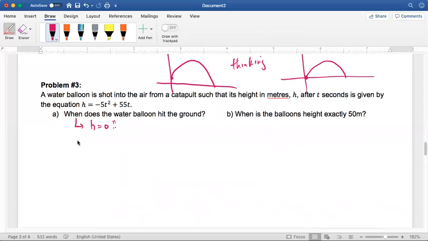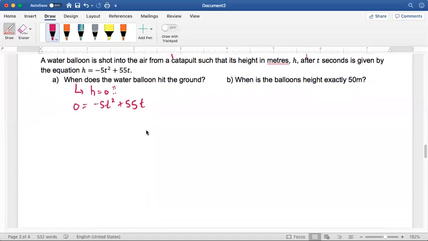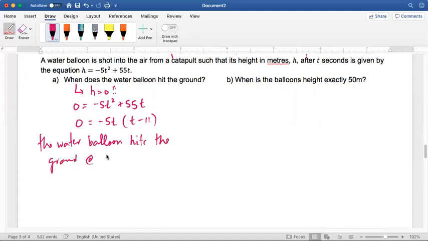So we know that 0 is equal to -5t squared plus 55t. And this is GCF factoring here because we only have 2 terms. We're going to factor out a -5t, and we're left with t minus 11. So the water balloon hits the ground at t equals 0 and t equals 11.